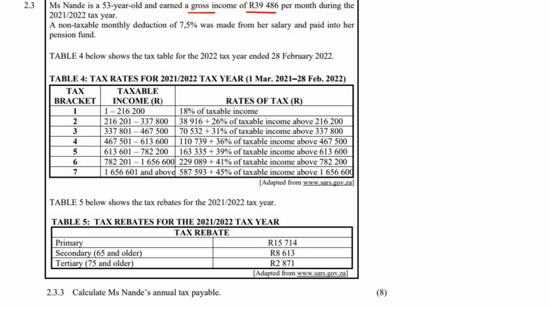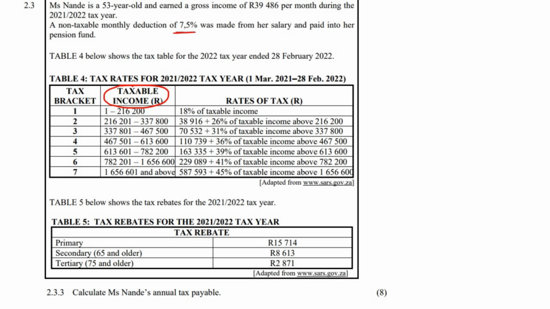Now remember, this tax table uses taxable income. So that is the income that is allowed to be taxed. They told us here that there's a non-taxable deduction, so this deduction is not allowed to be taxed. So before we can use the table, we can't just use this number, because we first need to take away the 7.5% non-taxable deduction.